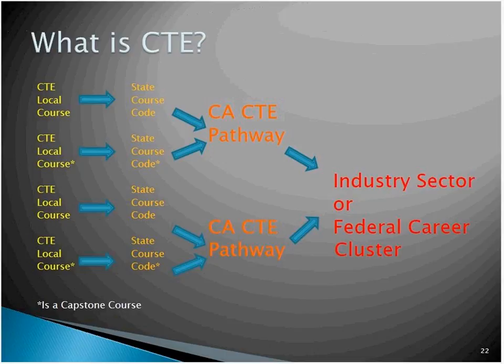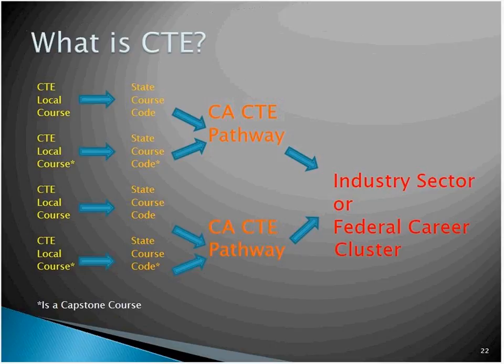CTE state course codes are numbered 4,000 to 5,999. Someone has to map their local courses. One district might call it Auto 1. Someone else might call it auto repair, beginning, or whatever. It doesn't matter. They all have to be mapped to a state course code.